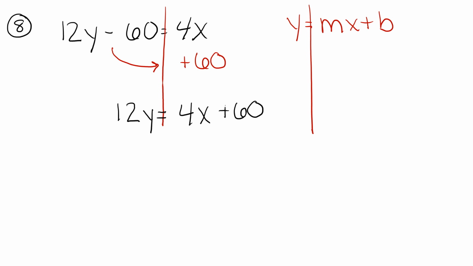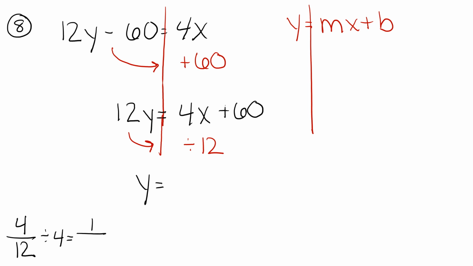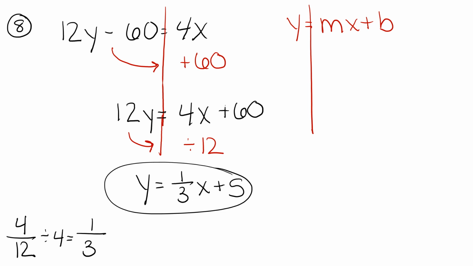So we need to get rid of the 12. The 12 and the y side by side means multiply. So we do the opposite. We divide. Now, if we were to set up our fraction 4 over 12, we would simplify that fraction by dividing both by 4. 4 divided by 4 is 1. 12 divided by 4 is 3. Our fraction for our slope is 1/3. 60 divided by 12 is 5. Y equals 1/3 x plus 5 is our new equation.